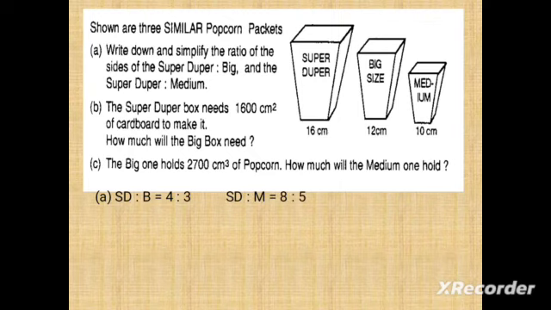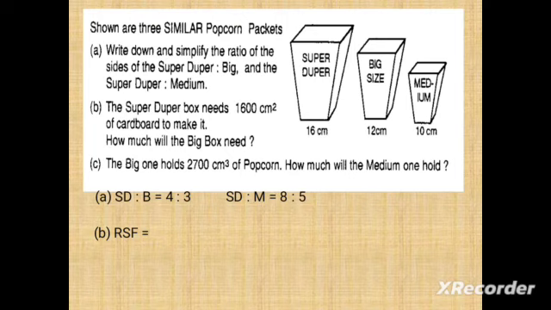The other part, the super duper box to the medium box. So we again compare their lengths because they are similar, and so it will be 16 compared to 10. That will be 16 over 10, and that will simplify to 8 over 5. In ratio form it is 8 ratio 5, sorry.